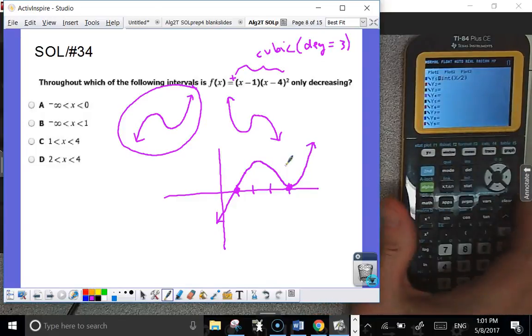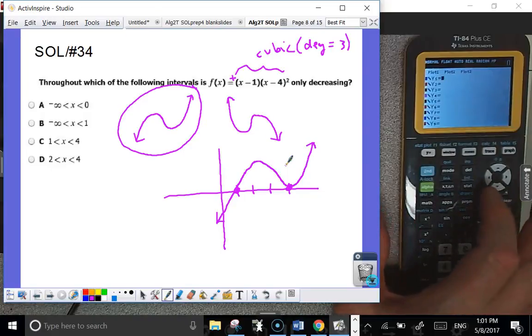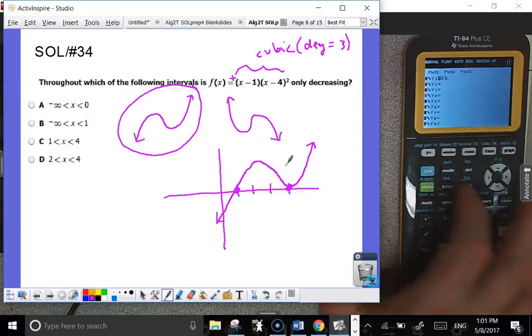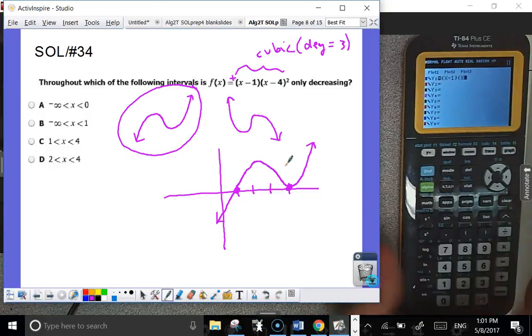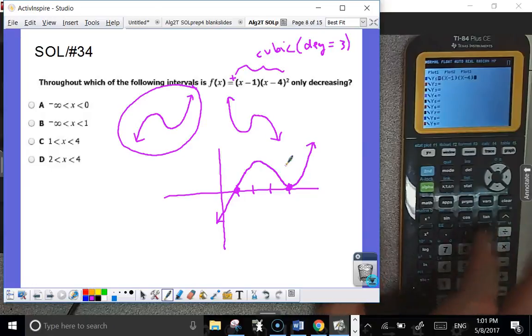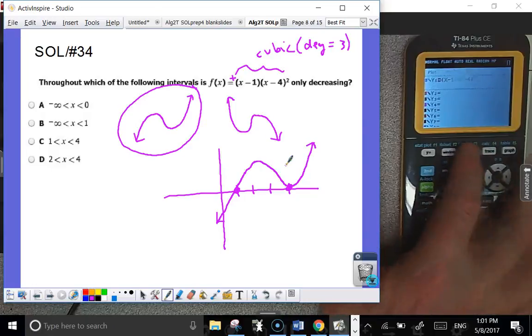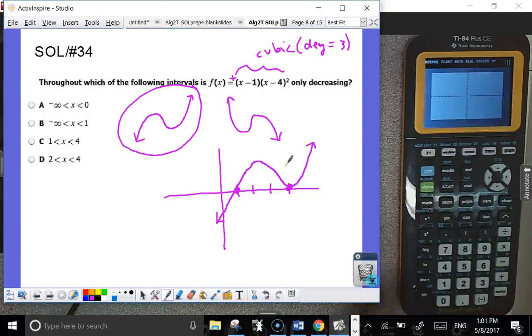Y equals, clear. And just put it in like that. X minus 1 times x minus 4. And I'm going to zoom 6. Which is pretty much what we've got, right? So now it's giving us these intervals that may not be only decreasing, or maybe some part that's decreasing, but maybe not the whole thing.